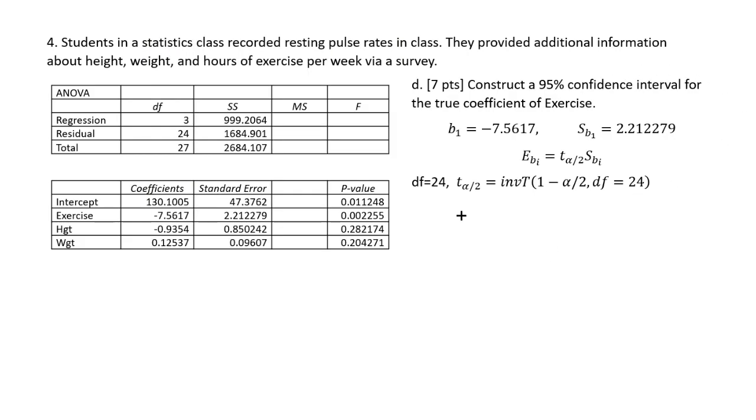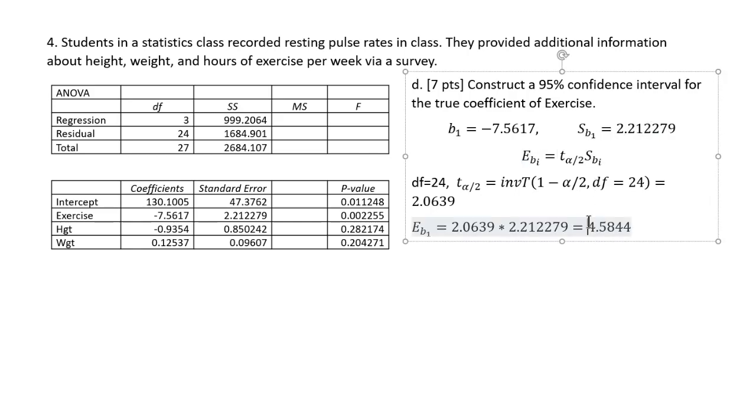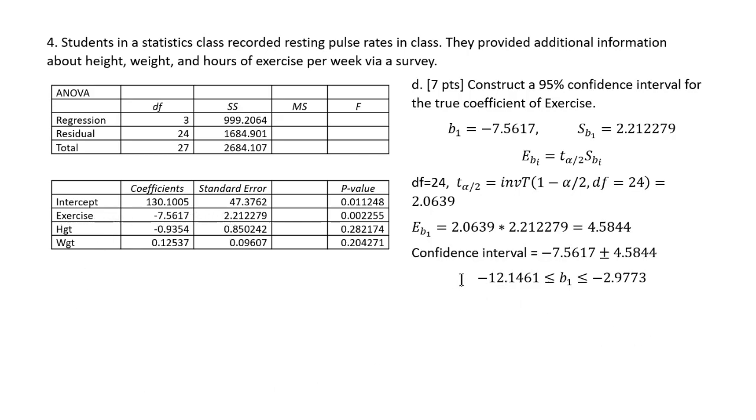Okay, so that's the critical value, and since we have all the values, we can now calculate. So 2.063, you multiply that with the SB1 using this right side formula, and now you get the margin of error, which is this one, and negative 7.5617 plus or minus this value will give you the confidence interval for this coefficient of exercise. Okay, so that's the answer.